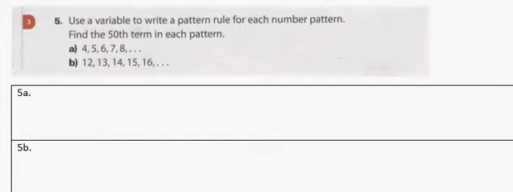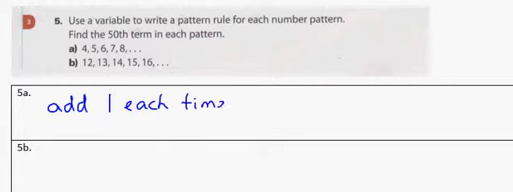4, 5, 6, 7, 8. So it's going up by 1, right? So what would be the pattern rule? Add 1 each time. That's our pattern rule. Pretty simple, isn't it?